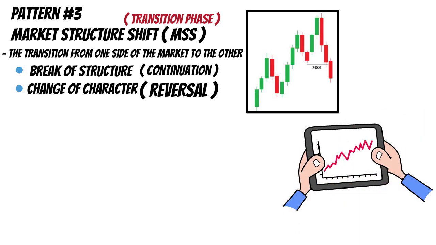Here's a clearer example. Imagine price has been trending upwards with higher highs and higher lows.